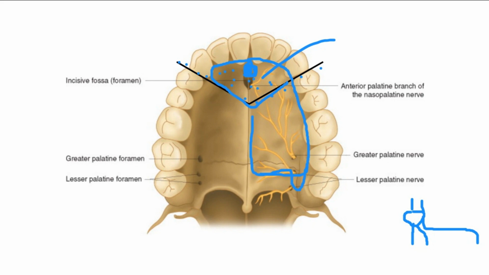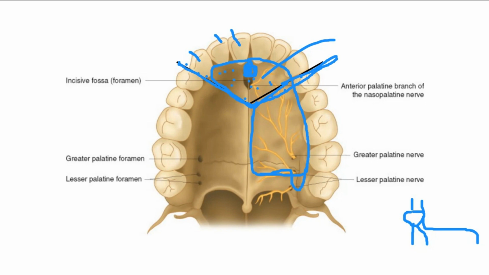So it's doing the same thing, but instead of this front, it's feeding the rest. In order to make it easy, I say canine to canine. Remember, this is central incisor, lateral incisor, canine. So it's canine to canine, the inside of canine to canine. This is the territory of the nasopalatine nerve.